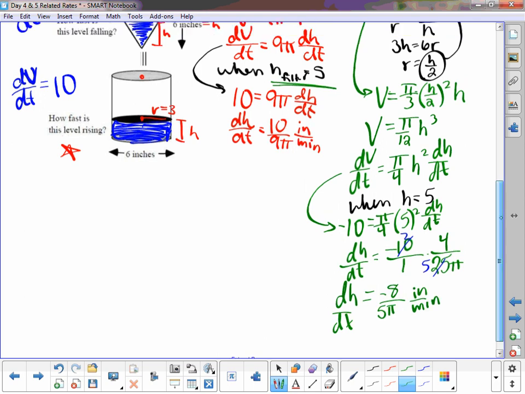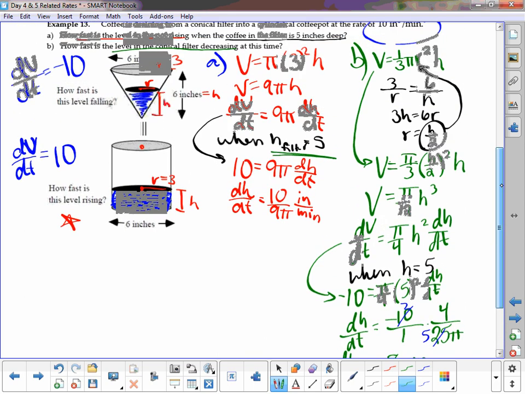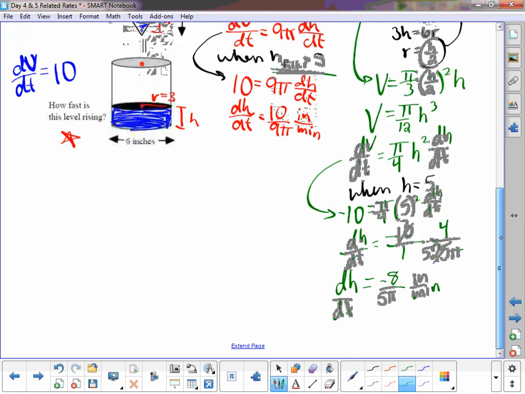Now, notice again the wording here. It said, how fast is the level decreasing? So we want to say it is decreasing at a rate of 8 over 5 pi inches.